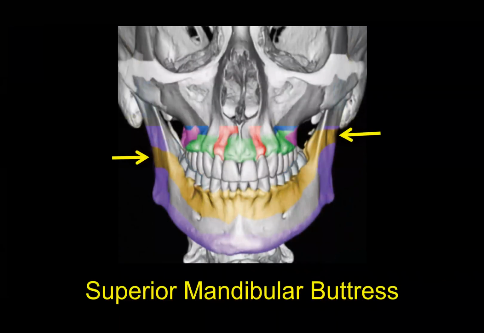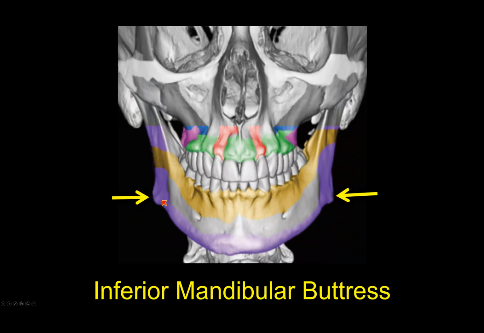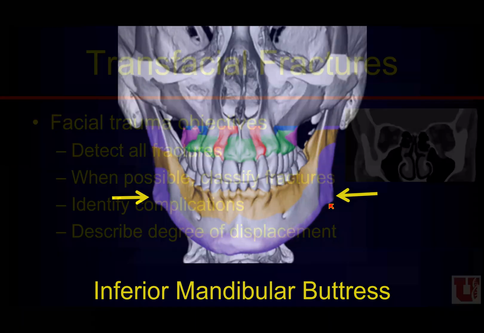Now we also have the mandibular buttresses. Here in orange, we have a superior mandibular buttress, and then here in purple, we have the inferior mandibular buttress itself.